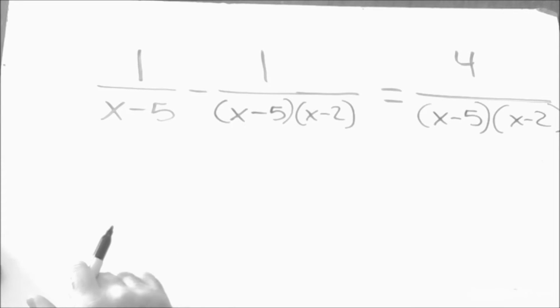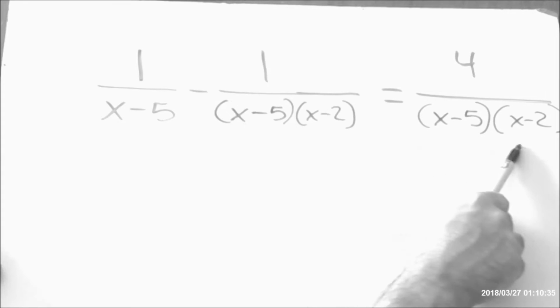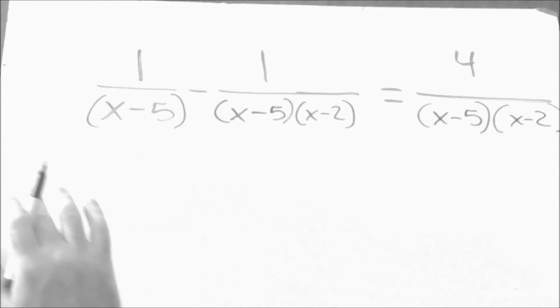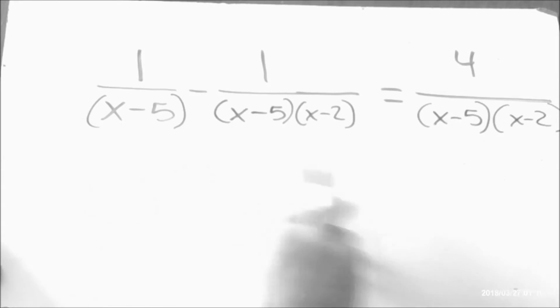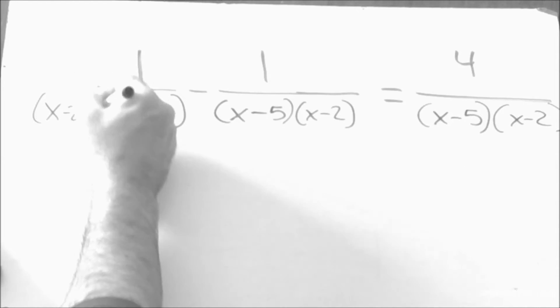So once I have this, you can see that it's actually not too difficult to get a common denominator between everything. This has an x minus 5 and this has an x minus 2. This has already got the same thing. And this has got an x minus 5. So all I really need to do is give this one an x minus 2, and I've already got a common denominator between everything. So in order to do that, I'm going to multiply by x minus 2.